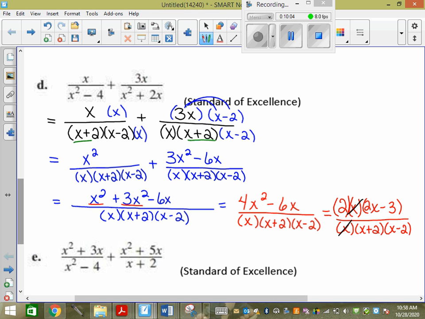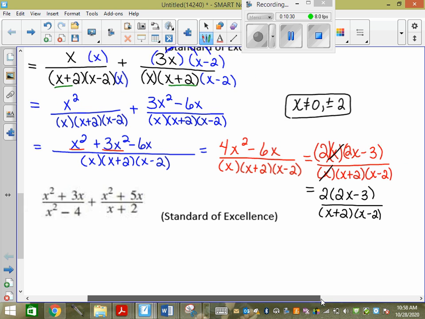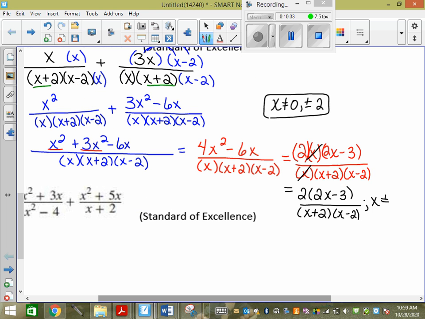Now, before I cancel, what should I have done? Stated NPVs, non-permissible values, or restrictions, right? So my NPVs are x cannot equal 0 and plus or minus 2. I have to state NPVs before I cancel, not after, or I'm wrong. So in the end, I have 2 bracket 2x minus 3 over x plus 2, x minus 2. X cannot equal 0 or plus or minus 2. Okay?